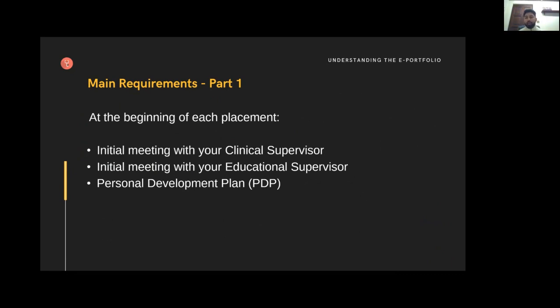So if they're not arranged, essentially that will be your fault and not the fault of your supervisor. As a last resort, if you can't get a meeting, I'd recommend contacting your foundation program director. There'll be one based locally in your trust, and they can often help you with things like this.